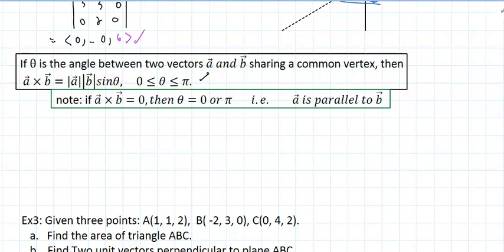But what we get out of it? Well, if theta is 0 or pi, then the cross product is 0. And if the cross product is 0, that means A and B are parallel, because if you have two vectors sharing a common vertex, if the angle between them is 0, they line up, and if the angle between them is pi, they point in opposite directions, which indicates they are parallel.